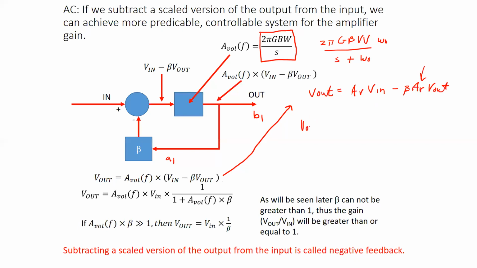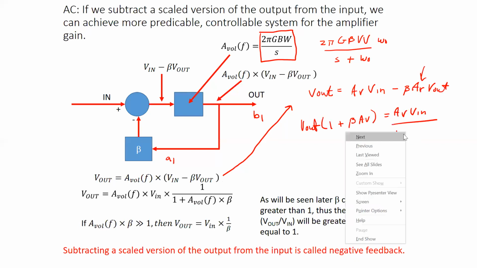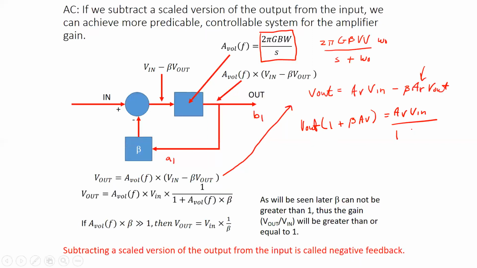I collect the terms: 1 plus beta AV times V out equals AV V in. Then I divide by this. So that's how we get here, right?